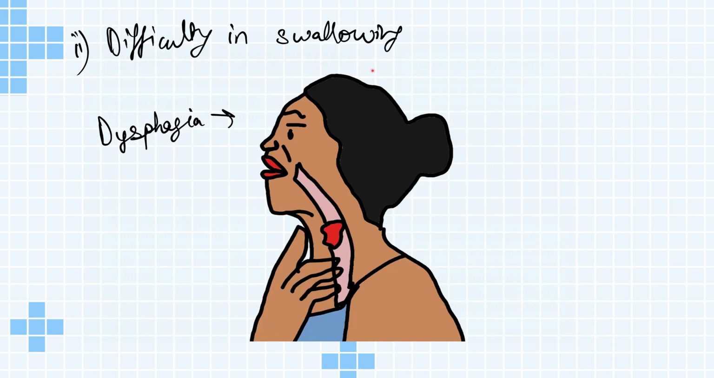Another important symptom is difficulty in swallowing, also called dysphagia. Due to spasms and rigidity of the throat and swallowing muscles, the patient experiences pain and difficulty while swallowing food or even liquids. This symptom usually appears as the muscle rigidity progresses and can interfere with proper nutrition and hydration.